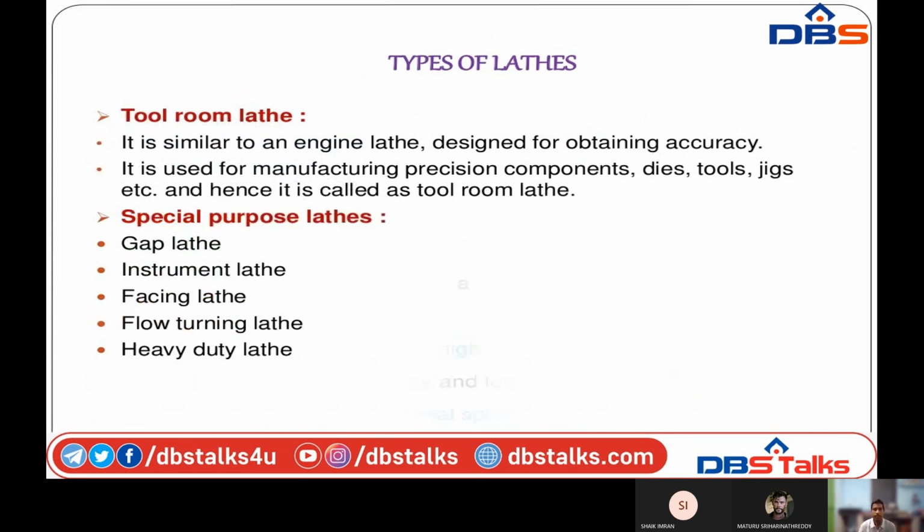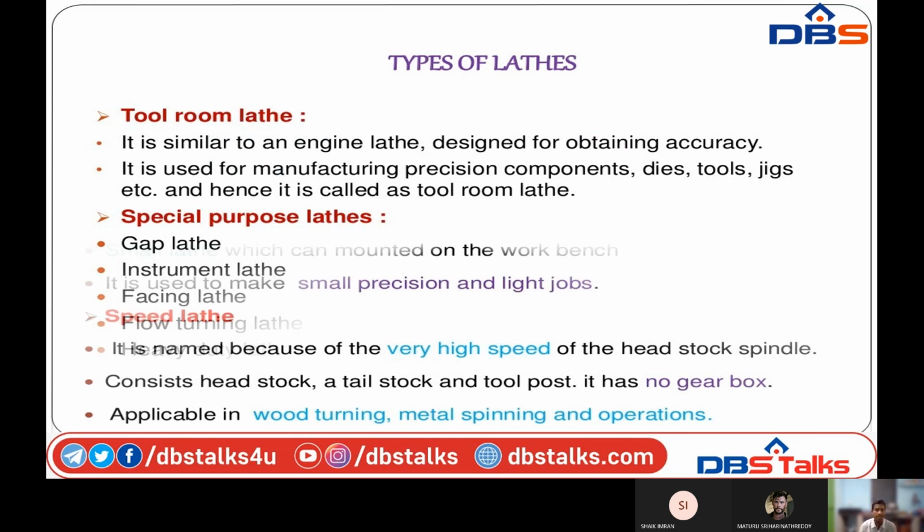Next, tool room lathe and special purpose lathes. Tool room lathe is similar to an engine lathe, but it is designed for accuracy. It is used for dies, tools, jigs, etc. Because of that, I am calling it a tool room lathe. Special purpose lathes are also there in types of lathe, namely gap lathe, instrumental lathe, facing lathe, floor turning and heavy duty lathe. But we are discussing more about engine lathe, bench lathe and speed lathe.